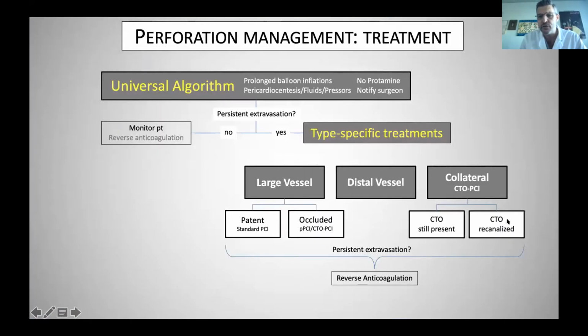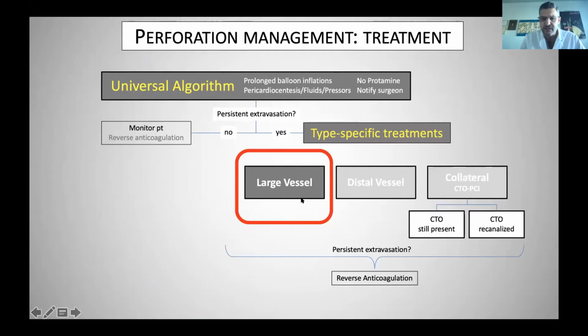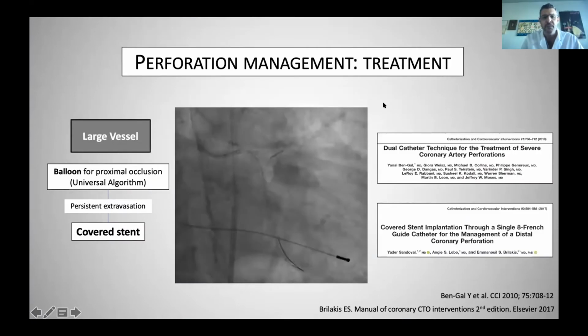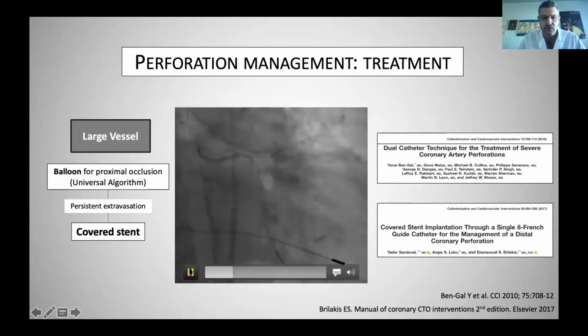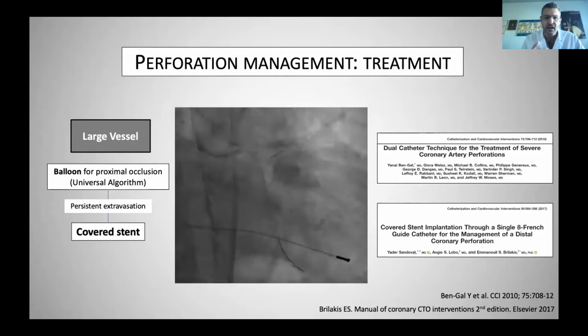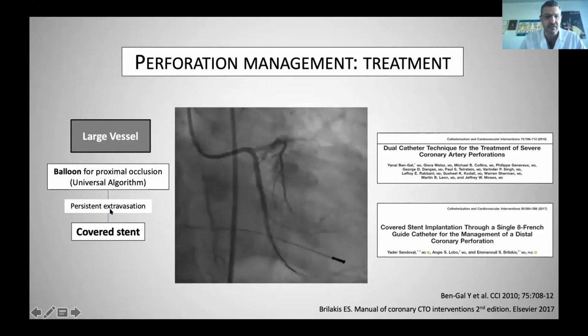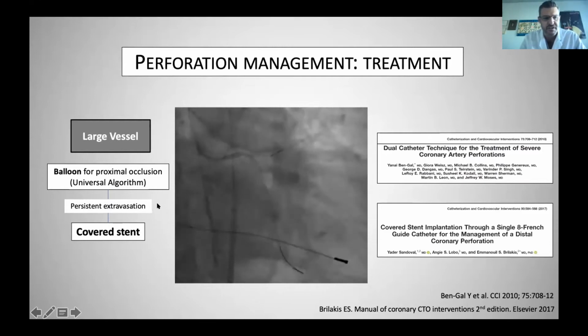And I'll try to show you in the next slide. So when we have to go on with the type-specific treatment, of course, in case of large vessel perforation, this is a situation that often requires delivery of a covered stent, if after prolonged balloon inflation we can observe a persistent extravasation.